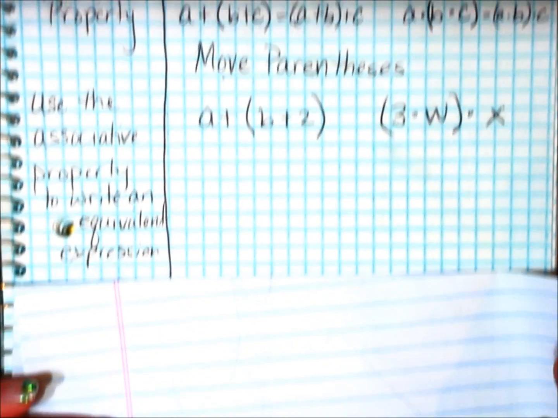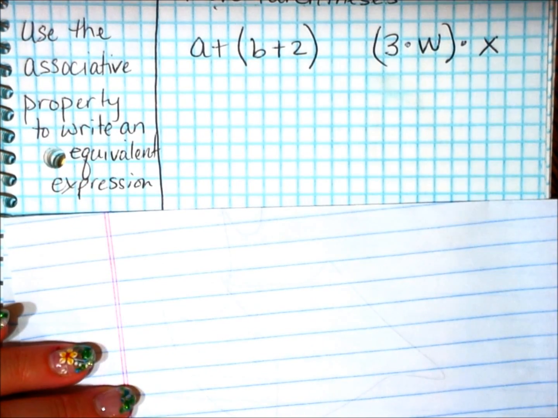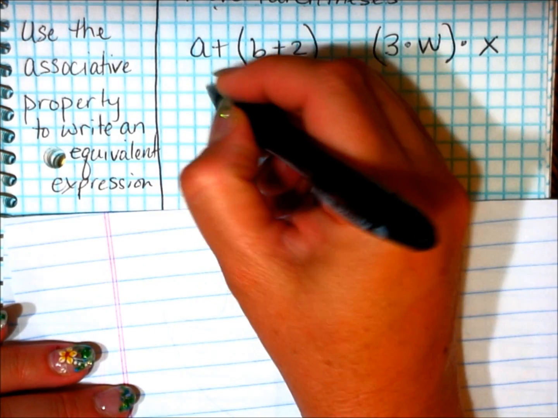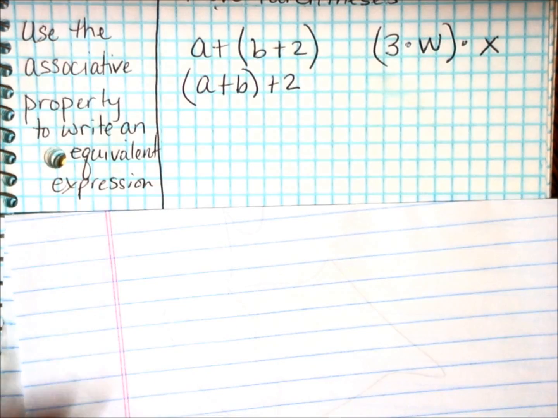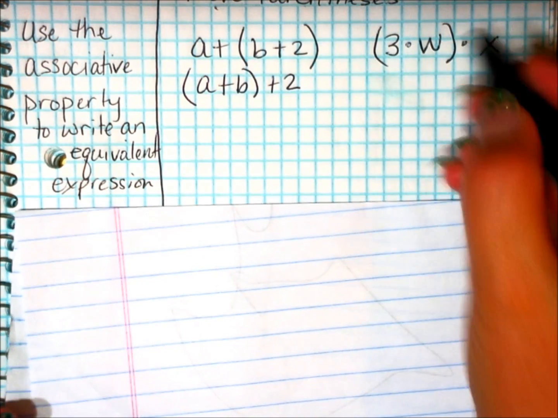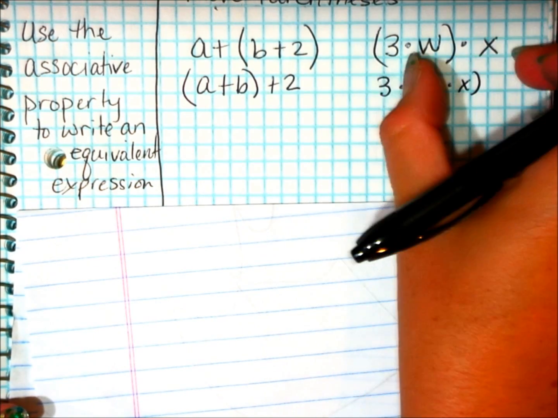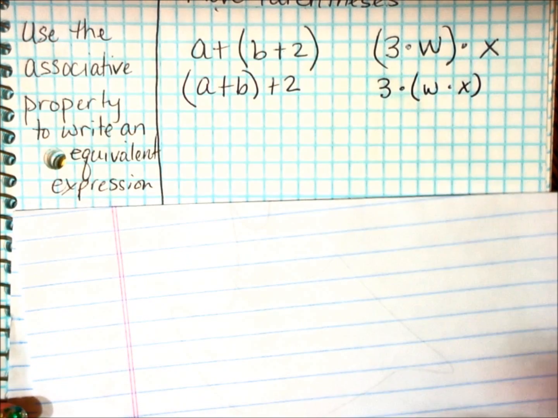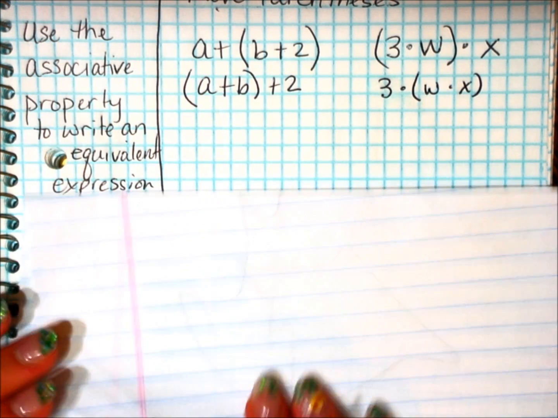We're going to use the associative property to rewrite these with equivalent expressions. Again, we're just moving the parentheses. So A plus B plus 2, keeping all the addition, just sliding the parentheses over. Here, 3 times W times X, again sliding those parentheses over. Remember, you can add or multiply in any order you want to. It does not matter. That's really the most important thing about the associative and the commutative property.